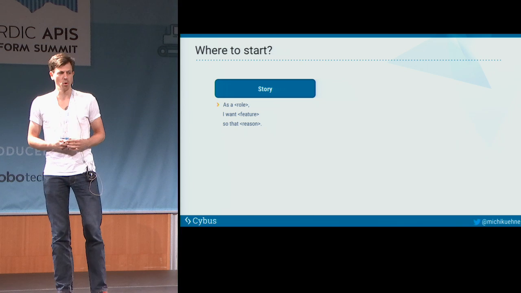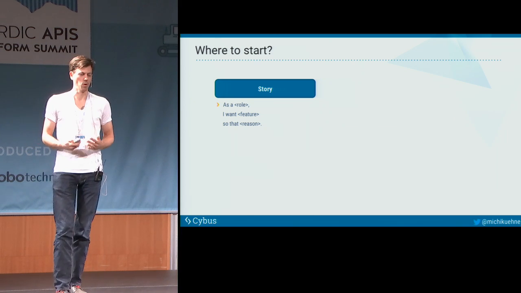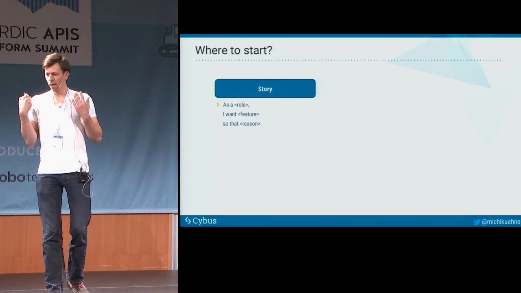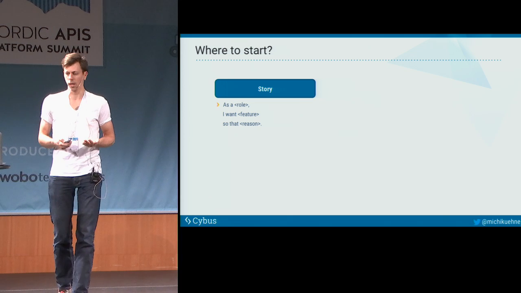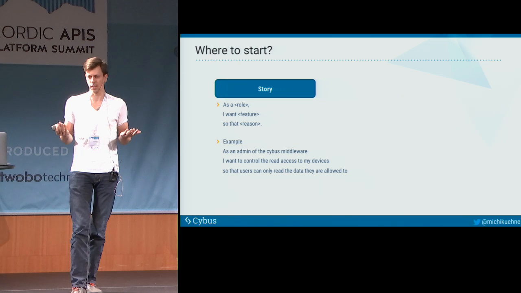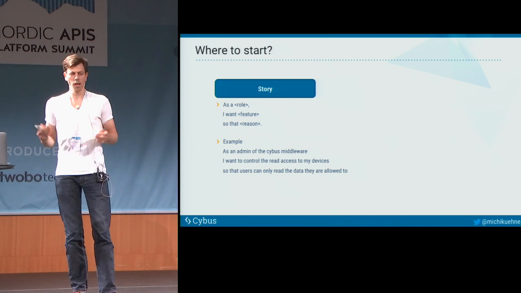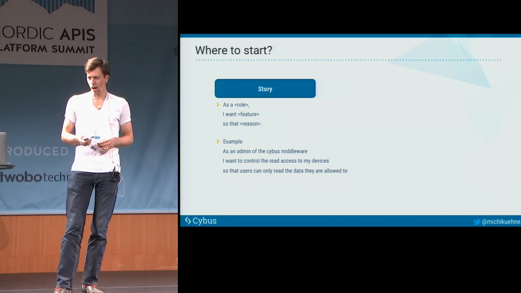So what we do in the first place, we ask ourselves, what is really the feature we want to implement, what is our role, and what is it that we want and why we want it. That brings us to stories like this, for example, a story for reading an access-controlled device.